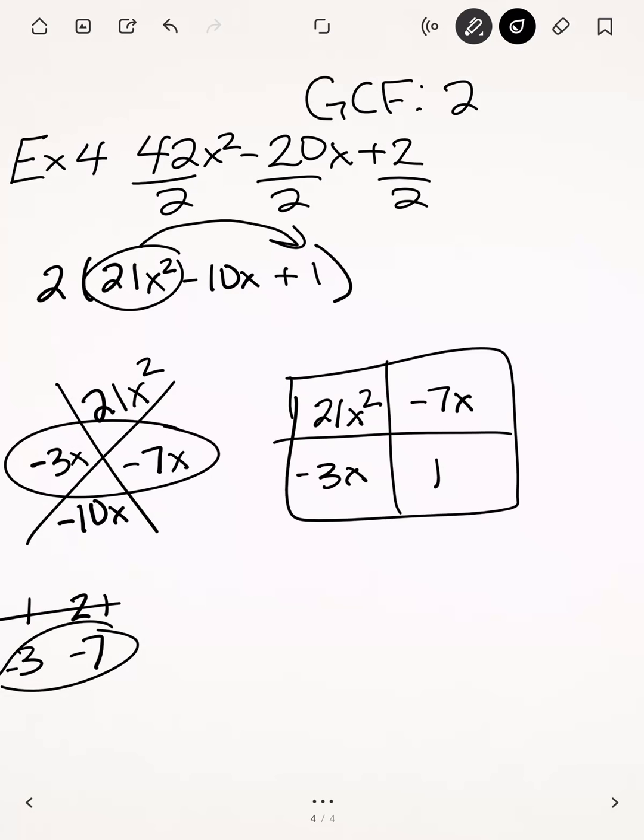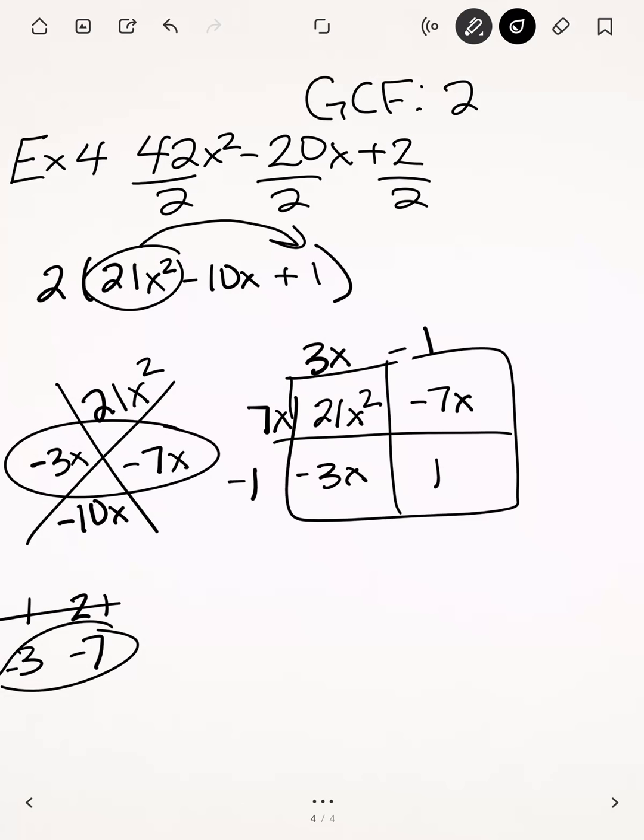So what is 21x squared and negative 3x have in common? Well, they're both divisible by a 3x. 3x times what gives me a 21x squared? A 7x. And we don't want to put these terms to be negative because they're our leading coefficients, so we try to keep them positive. 3x times what gives me a negative 3x? Well, a negative 1. And a 7x times what gives me a negative 7x? Well, that would be a negative 1, I'm sorry. So fix that.